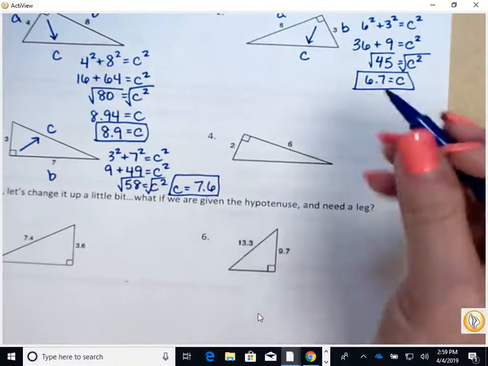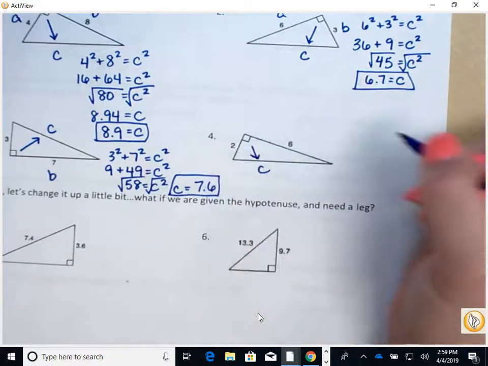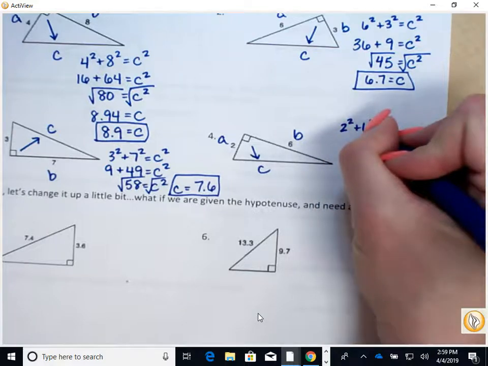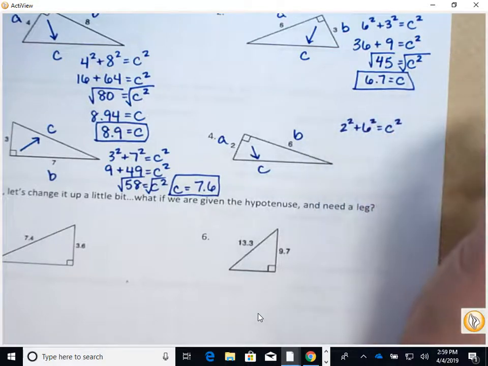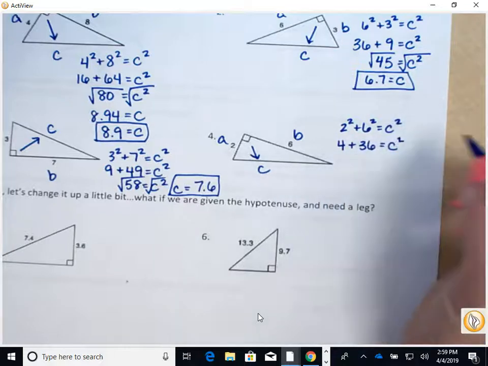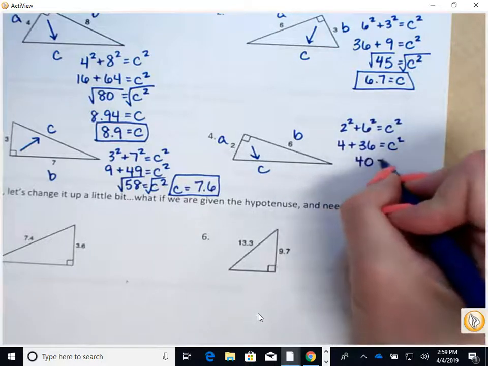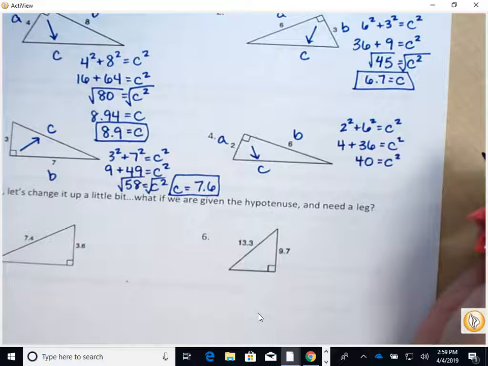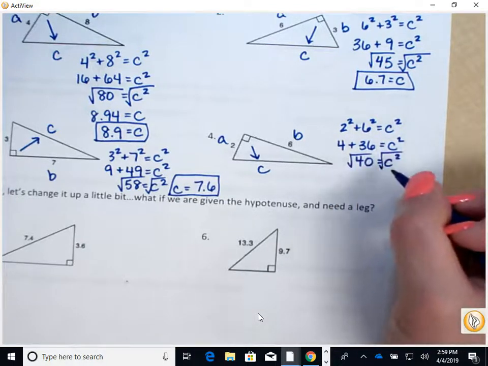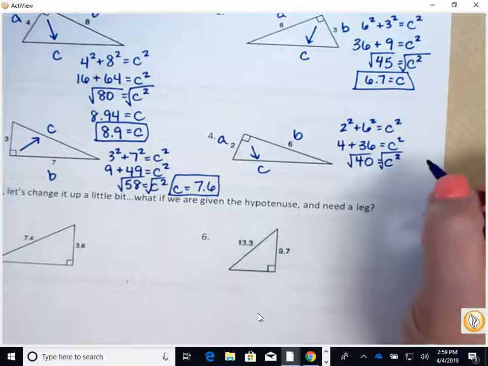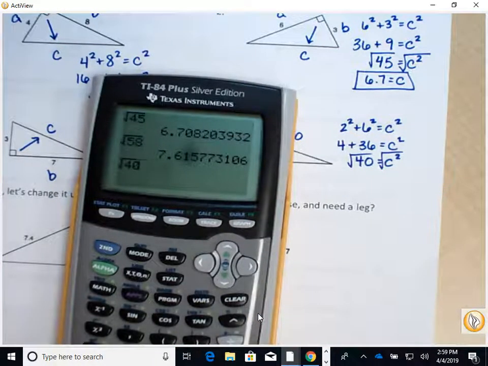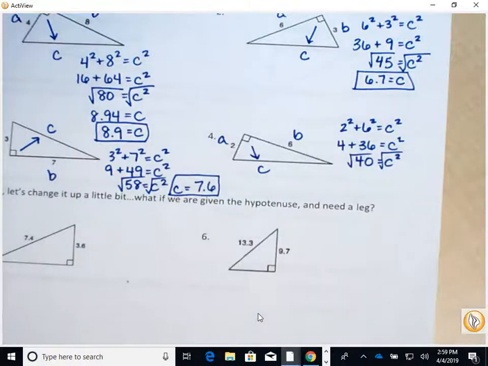Number 4, this is my C side, so A and B, 2 squared plus 6 squared equaling C squared. 4 plus 36 gives me C squared, so that's 40. Got to get C by itself, so we take the square root. And if I go too fast, just pause the video, catch up, and then continue on. Square root of 40 is 6.3 when you round to the nearest tenth.